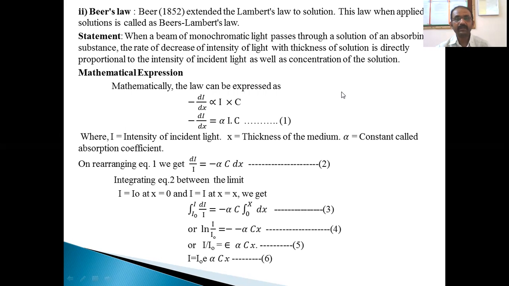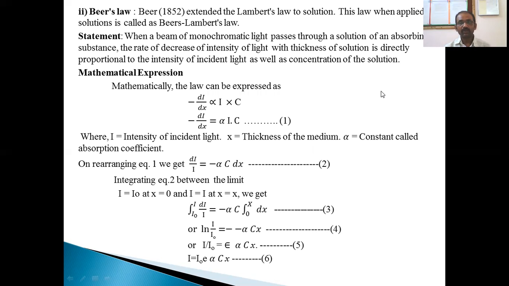Beer's law comes after Lambert's law. In that law he said, in 1852, that it is applicable for solutions and it is an extension of Lambert's law.